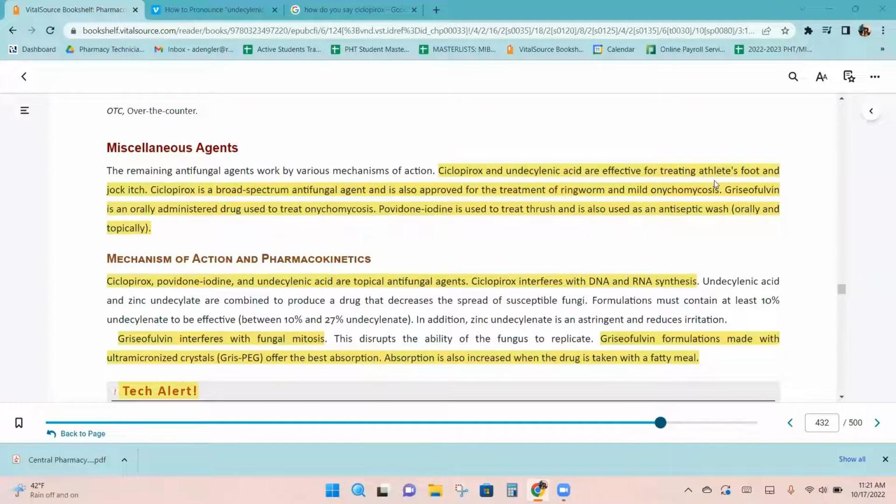Ciclopirox and undecylenic acid are effective for treating athlete's foot and jock itch. Ciclopirox is a broad spectrum antifungal agent and is also approved for the treatment of ringworm and mild onychomycosis. Griseofulvin is an orally administered drug used to treat onychomycosis. Povidone iodine is used to treat thrush and is also used as an antiseptic wash, orally and topically.